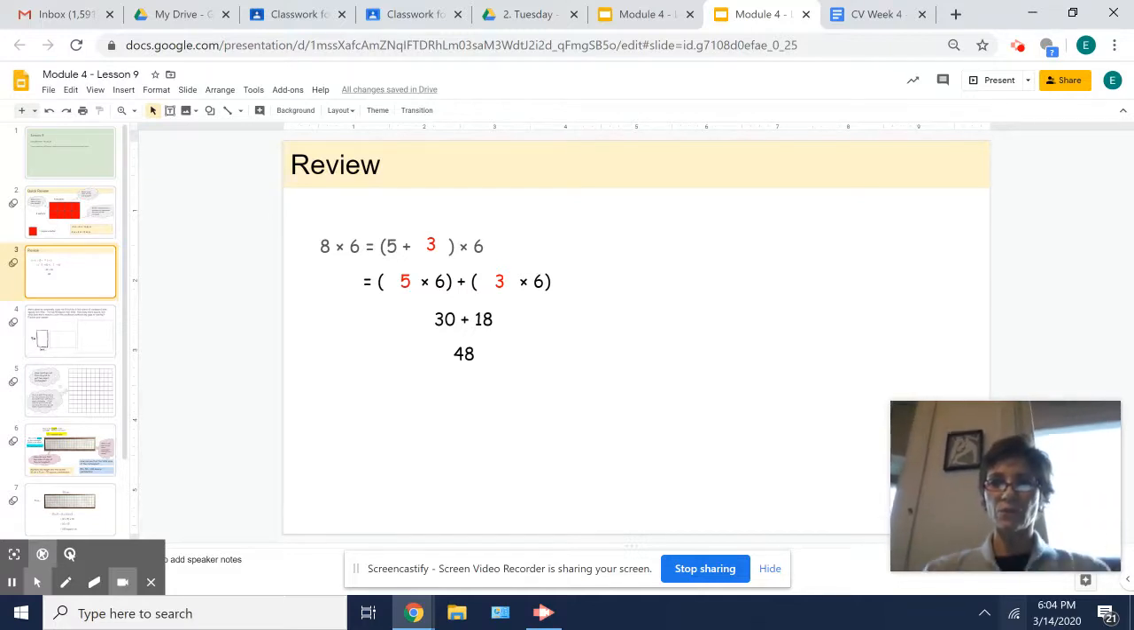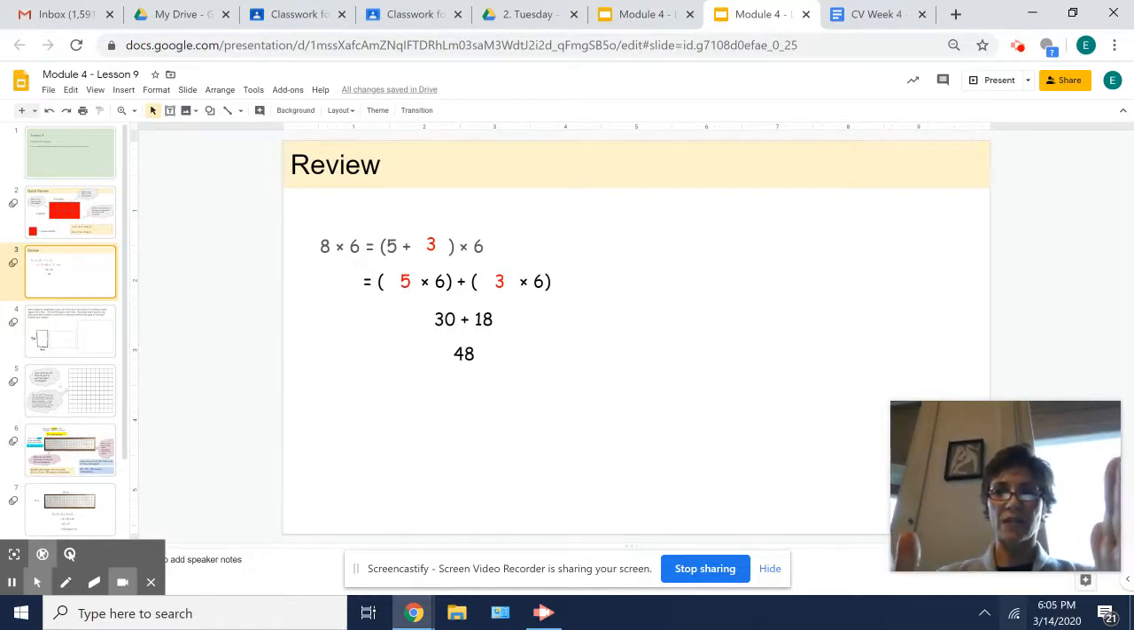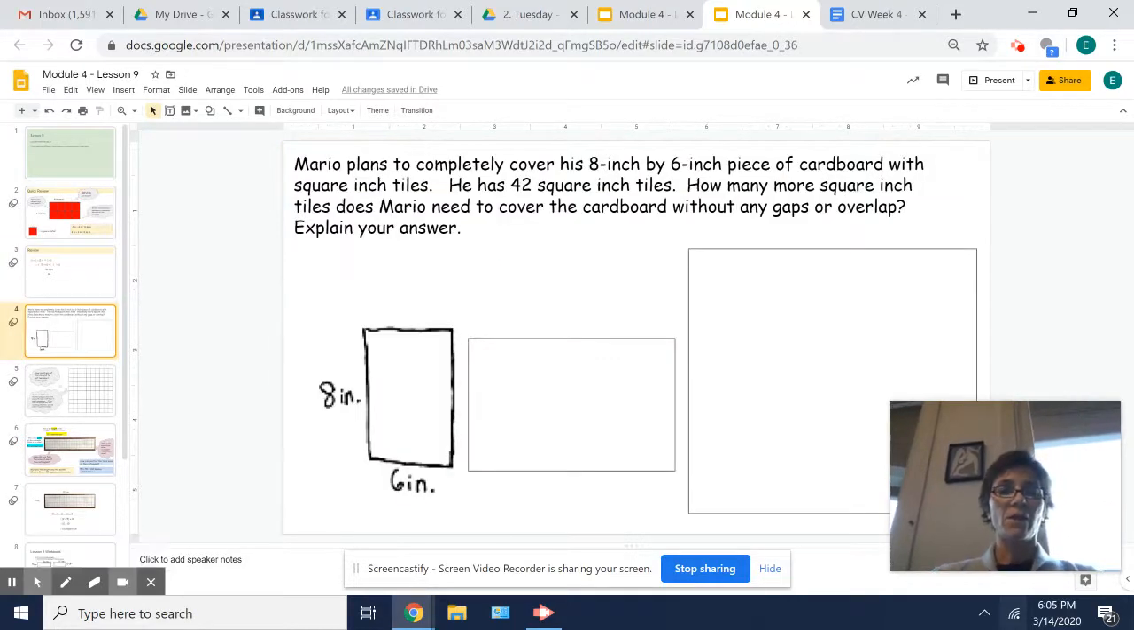We'll see that this is useful when we're calculating the area of 2 rectangles, and then we push them together and add up the 2 separate areas. Okay, let's look at this problem. Mario plans to completely cover his 8-inch by 6-inch piece of cardboard with square-inch tiles. He has 42 square-inch tiles. How many more square-inch tiles does Mario need to cover the cardboard without any gaps or overlap? Explain your answer. So here's Mario's piece of cardboard, 8 by 6 inches.